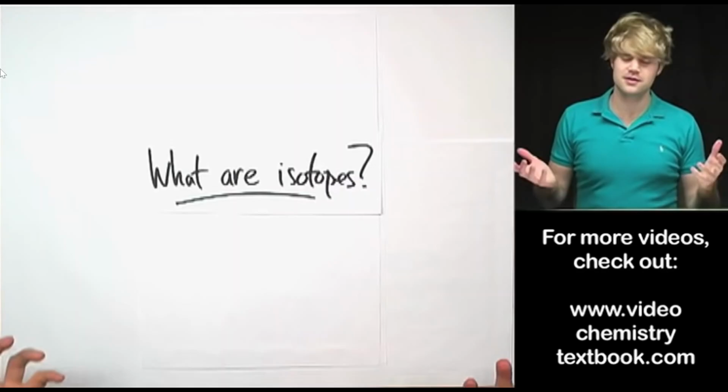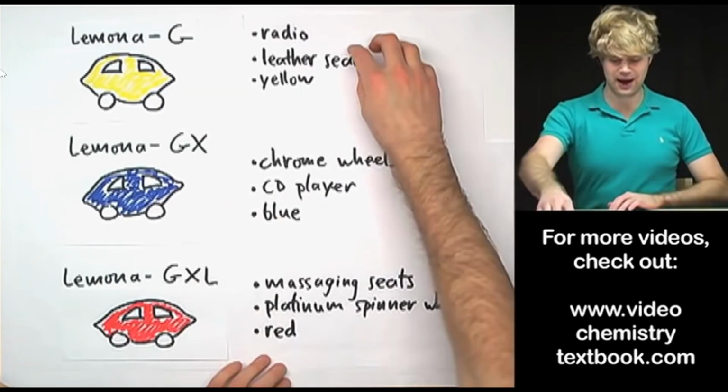Now, the Lamona comes in 3 different models. There's the Lamona G, the Lamona GX, and the Lamona GXL. They're all different colors, as you can see. But each of these models also has unique features.